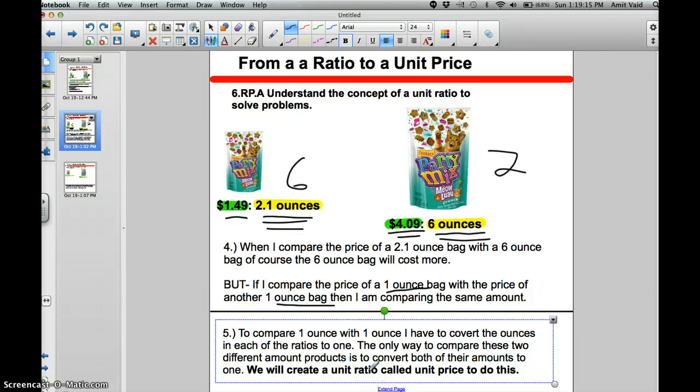So in order to be a better shopper, what I'm telling you is that you need to be able to take ratios that are not in units or singular form, and you need to convert them to unit prices or unit ratios. Again, I'll repeat that. If you're a shopper, in order to compare two products and decide which one is the better buy and which one you should get, you need to convert a regular ratio like this or like this to a unit ratio or a unit price. We need to compare 1 ounce with 1 ounce.